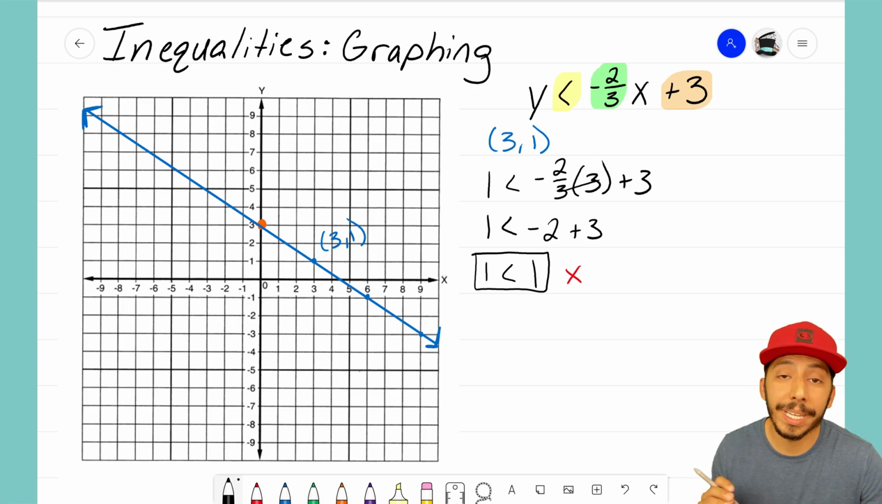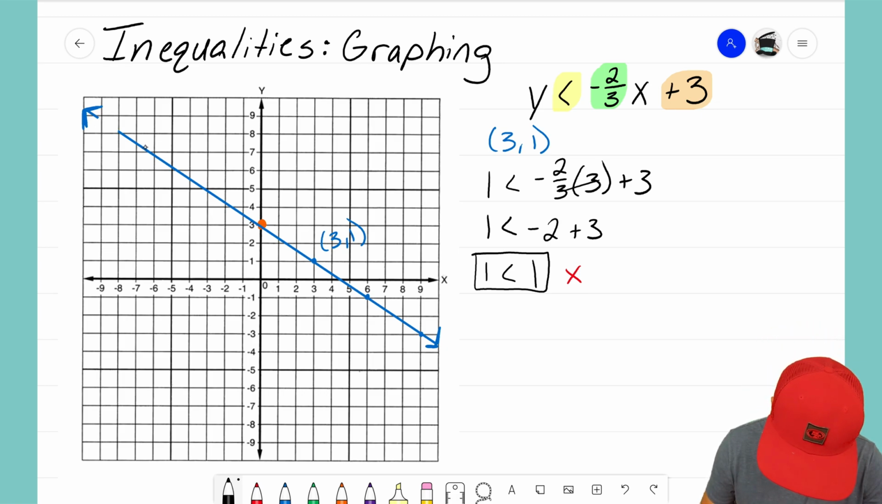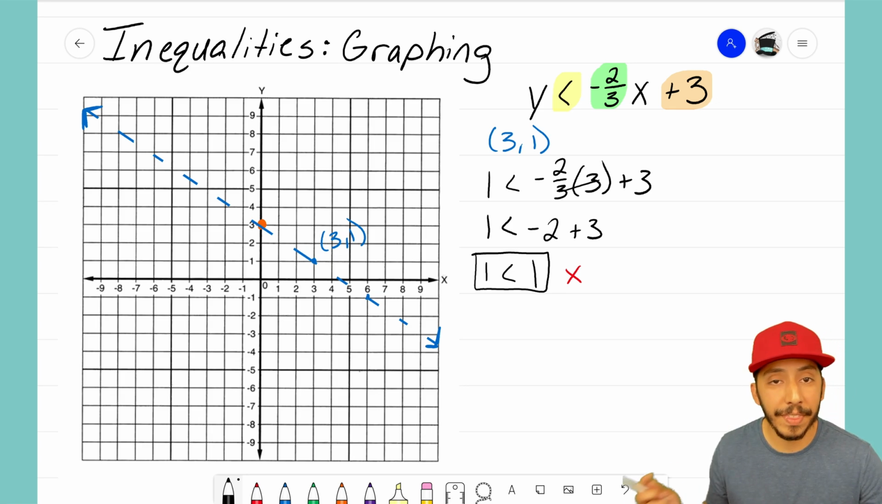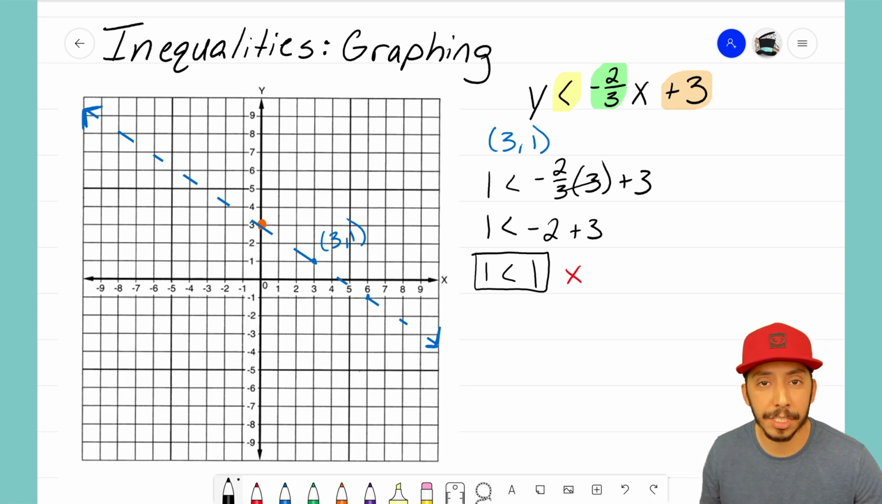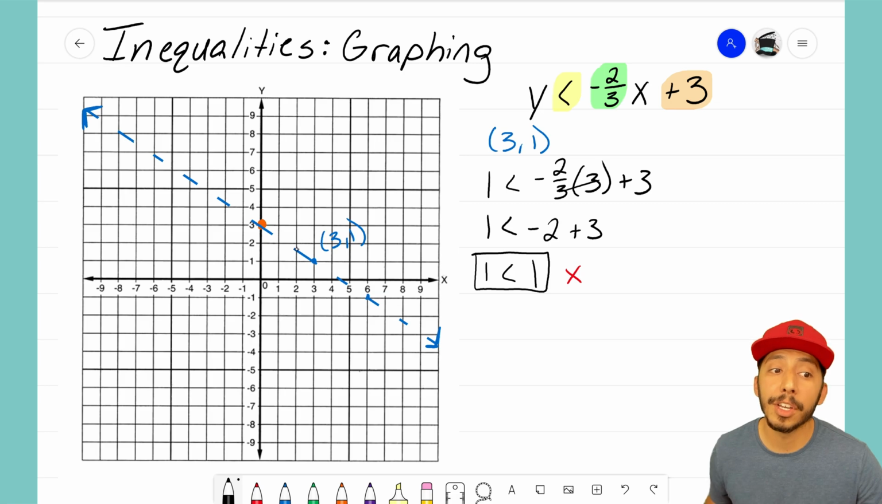That means we need to adjust our line, and to adjust it, we create this line as a dashed line. So I'm going to go through and erase some of that to show you that the line for this inequality has to be dashed because there is no equal sign in our inequality. So be careful as you're working through classwork, homework problems, a quiz, or a test. If you're asked to graph an inequality and there's no equal sign, you have a dashed line. If there is an equal sign, then you will have a solid line.